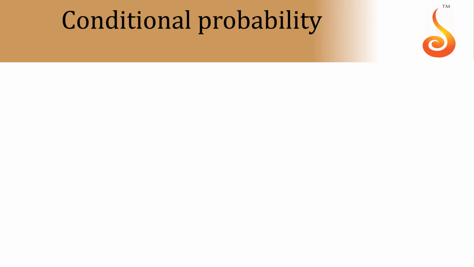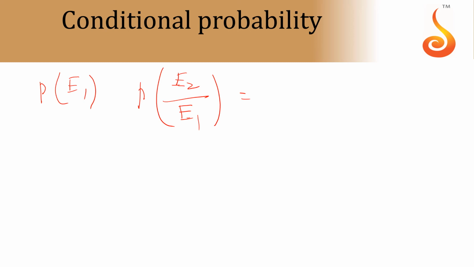Conditional probability. Just suppose this is E1 unconditional, and E2 given that E1 happened. So this is the probability of E1. This is the probability of E2 given that E1 happened. There are several terminologies for this: probability of E2 in E1.